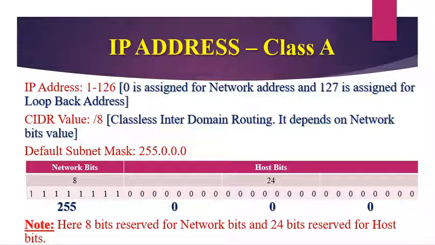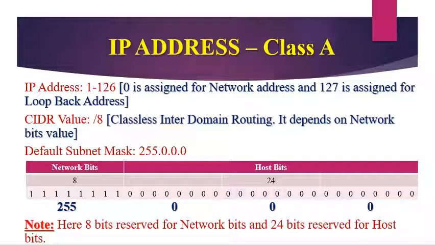As we all know, the whole IPv4 address space is divided into five types of classes. That is class A, class B, class C, class D, and class E. Out of these five classes, class D and class E are used for reserved purposes. So let's see how we can do subnetting for each class.